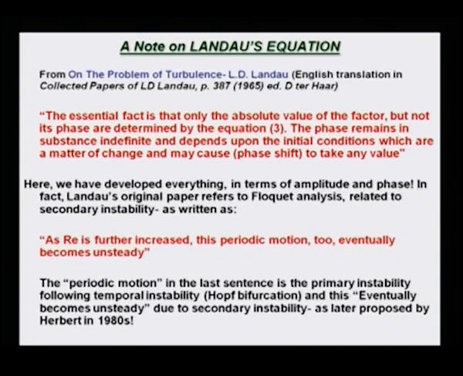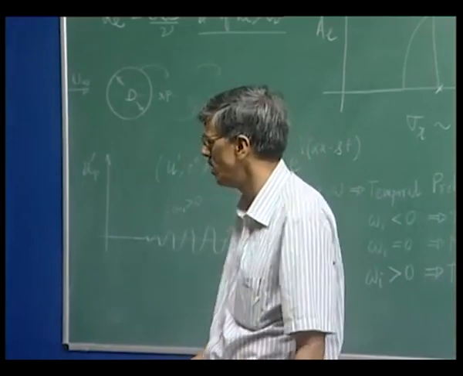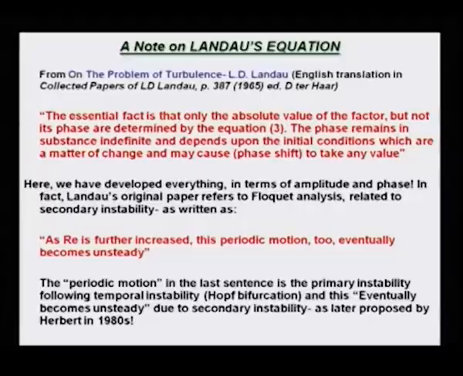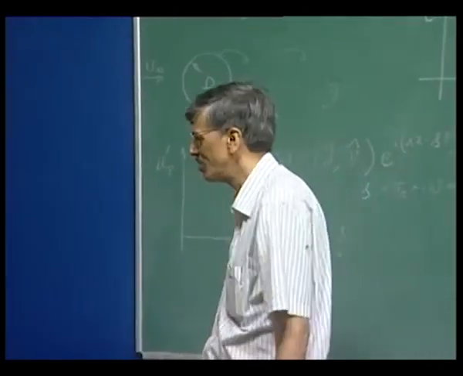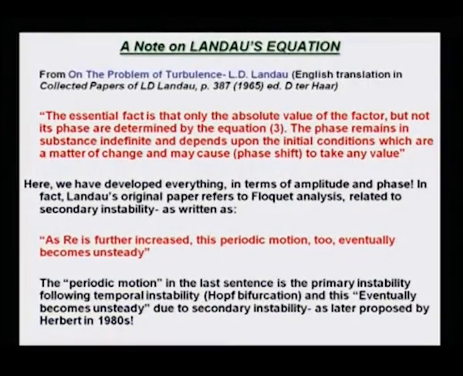And he wrote that as Re is further increased, this periodic motion that we get, that vortex shedding, if we keep on increasing the Reynolds number, then that also again becomes unstable. That's what he means by unsteady: not periodic, or the period changes to something else. The periodic motion in the last sentence is the primary instability following the linear temporal instability via Hopf bifurcation. And this eventually becomes unsteady is basically the secondary instability.